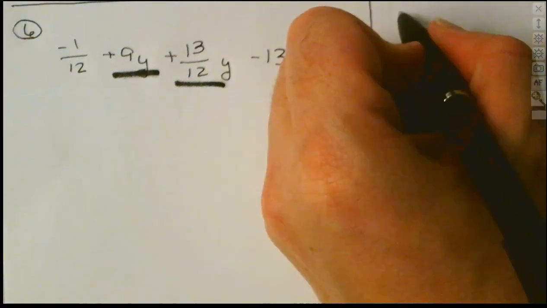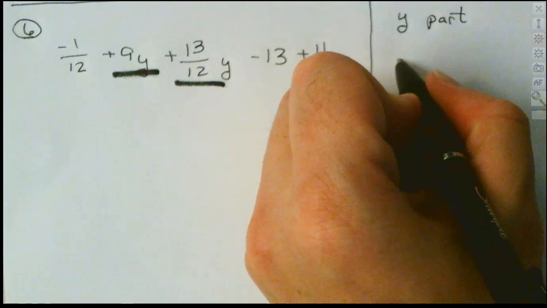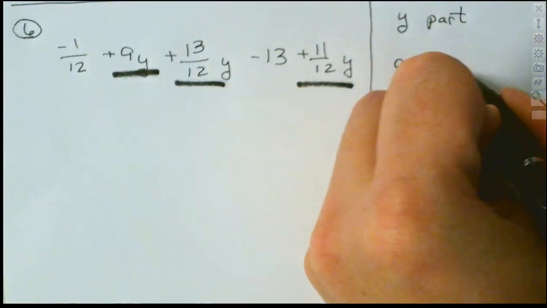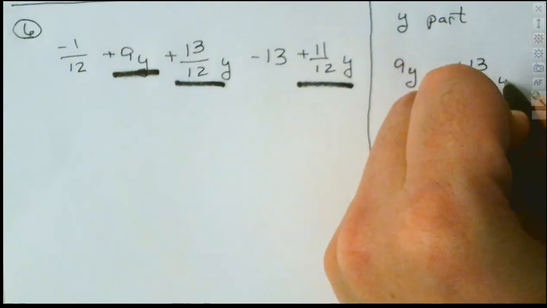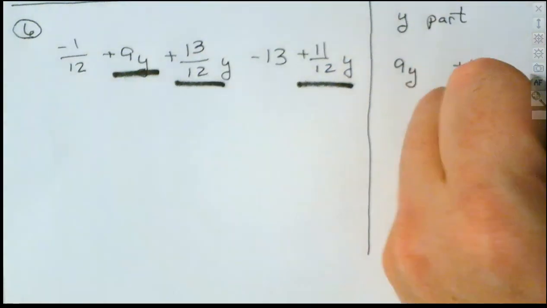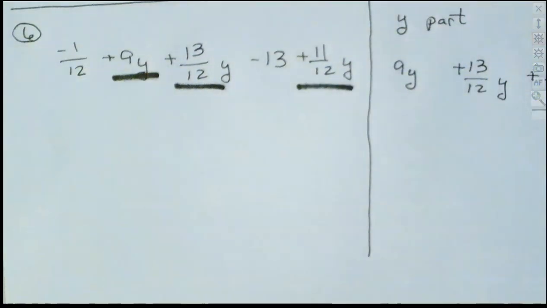So this is going to be our y part here. Everything that's got a y attached to it is going over here. We'll leave a little bit of space because we'll need a common denominator here. And then we need a positive 11/12 y. Let's make sure we copied it all down correctly because it's easy to write something down wrong. Looks like they're all correct here.